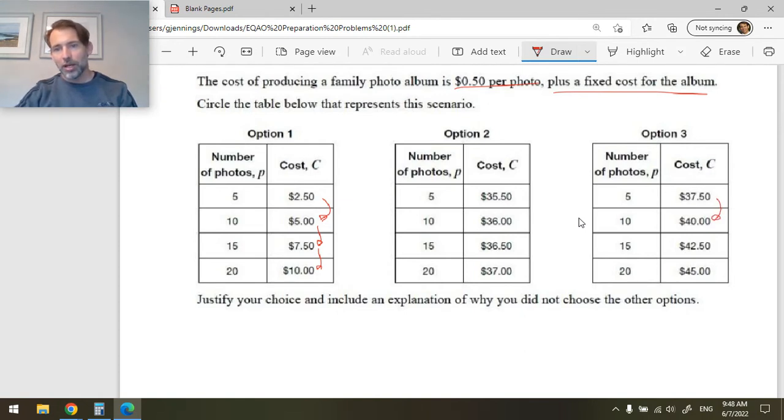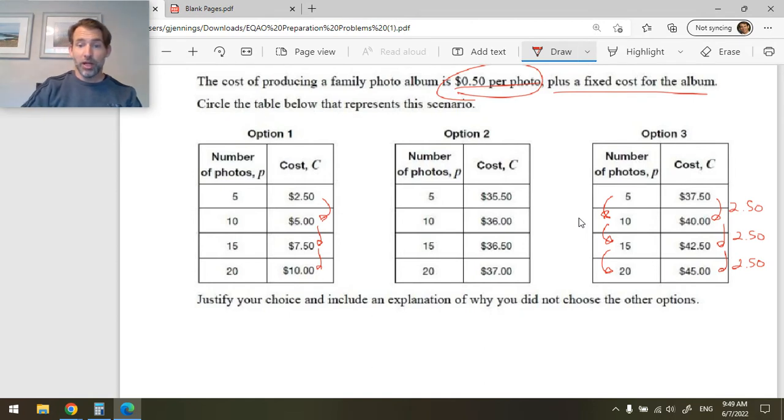Notice that this went up by 250. This went up by 250. And this went up by 250. So it's linear. And why is it linear? Well, it's growing by the same number over here each time, 5. And each time it grows by 5, it grows by 250 over there. Well, that makes sense because 50 cents per photo. 50 cents times 5 is $2.50. So that gives us our growth there.